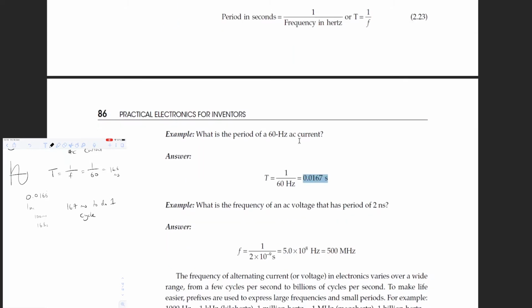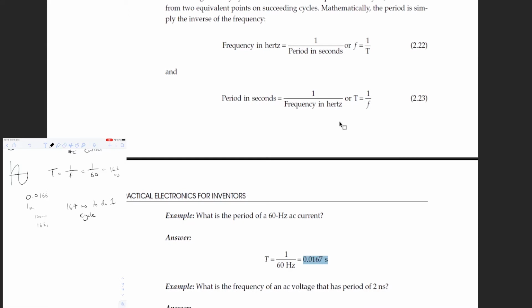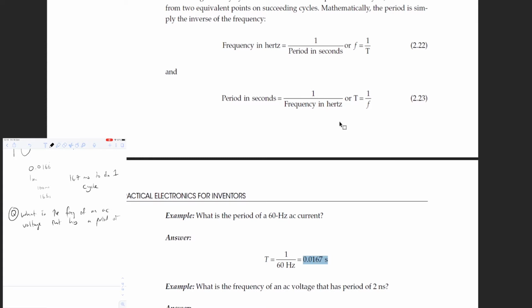Alright, so what is the frequency of an AC voltage that has a period of 2 nanoseconds? Hang on a minute. What's the frequency? What are we asking here? Okay, so let's just write it down. What is the frequency of an AC voltage that has a period of 2 nanoseconds.